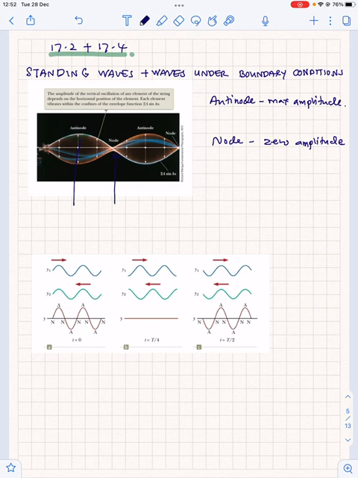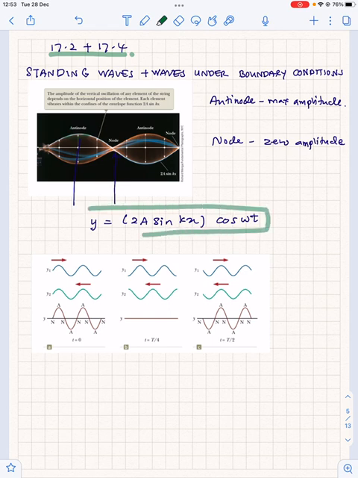Okay, together with this one, we have the wave function according to this standing wave. So the wave function that we are going to apply later is y equals 2A sin kx cos omega t. So this is the wave function of a standing wave.